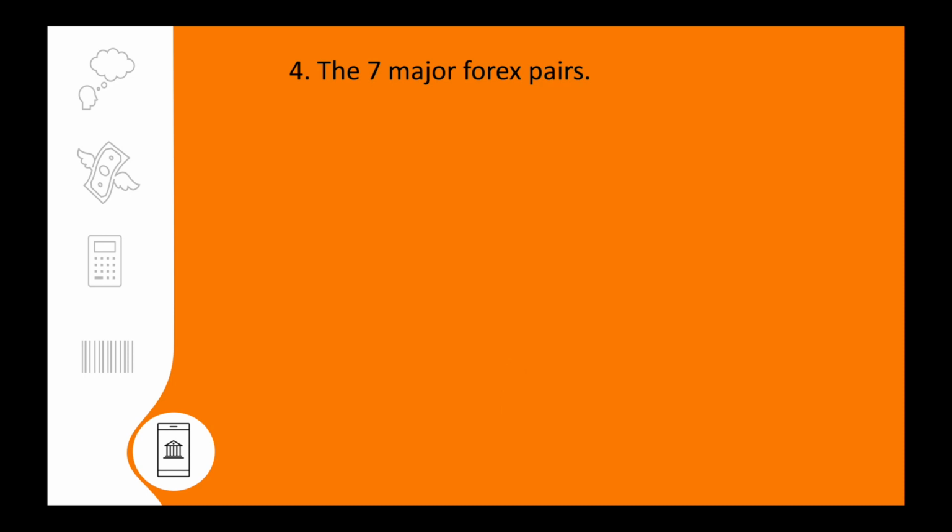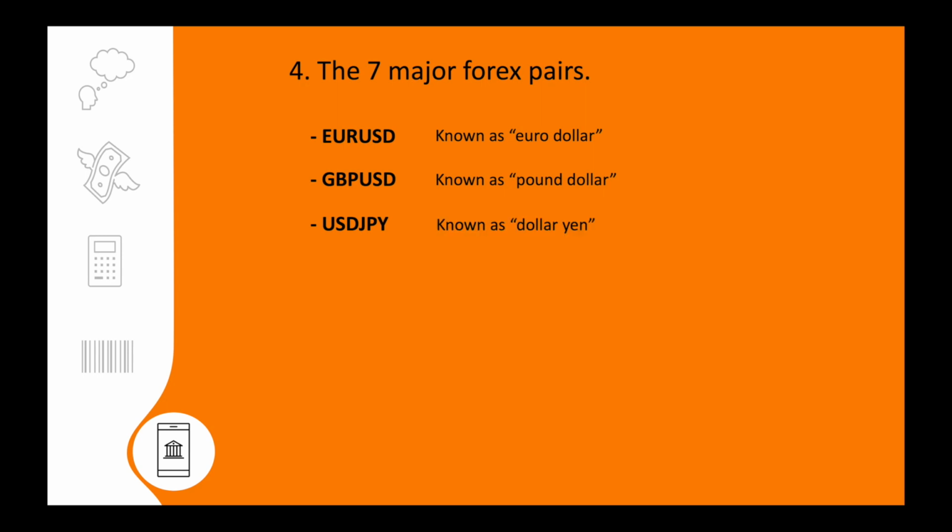In no particular order, we have the Euro USD, which is also known as the Euro dollar. We have the Great British Pound US dollar, which is also known as the pound dollar. We have the US dollar against the Japanese yen, which is also known as the dollar yen.